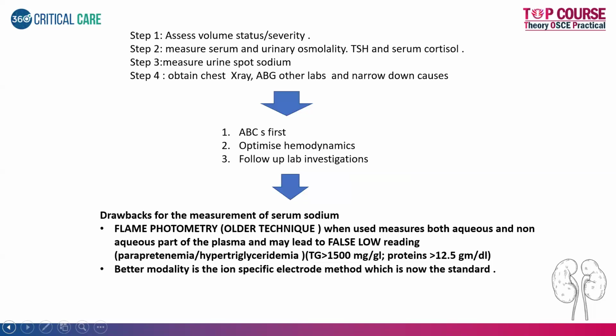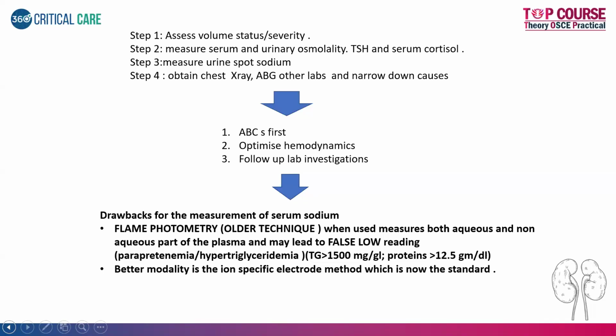Always remember ABCs are first: optimize the patient's airway, breathing, and circulation. At that point in time, don't think of restricting fluids if the patient is having low GCS with hypotension. Probably you need to give them fluids, and then we can de-resuscitate if necessary. Optimize hemodynamics and follow up all the lab investigations.